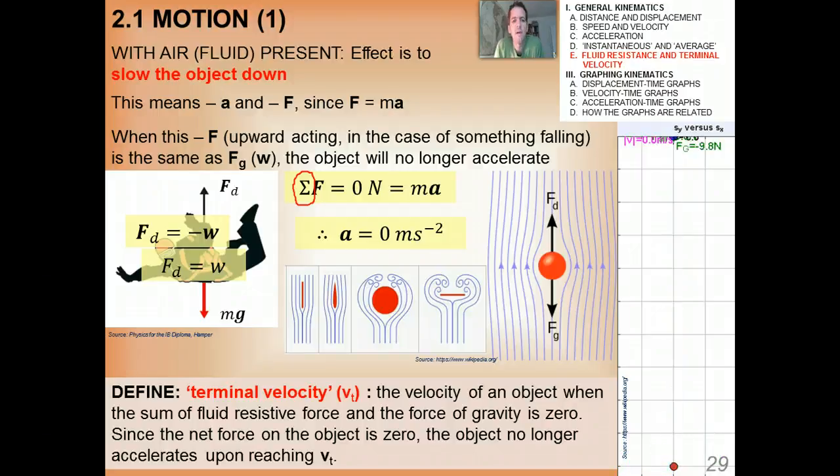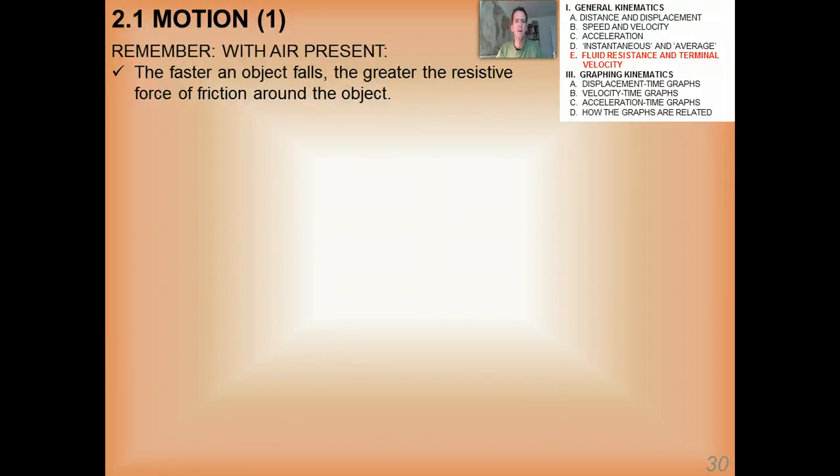Those are the conditions I've talked about on this slide. Since the net force on the object is 0, the object no longer accelerates, so the change in velocity is 0, which of course, the change in velocity equals acceleration times time. So therefore acceleration is 0, because time can never be 0, because things always take place in a finite amount of time. Okay?